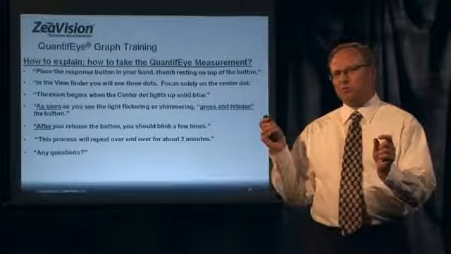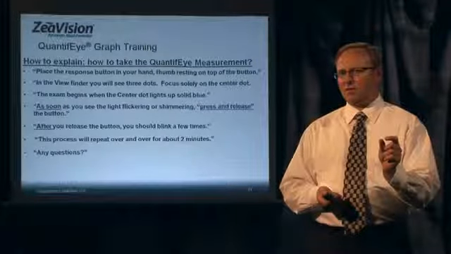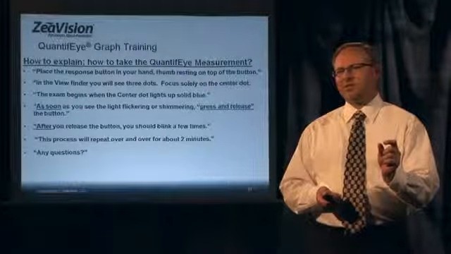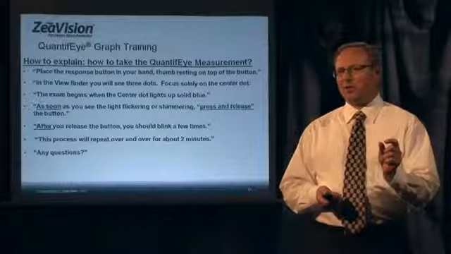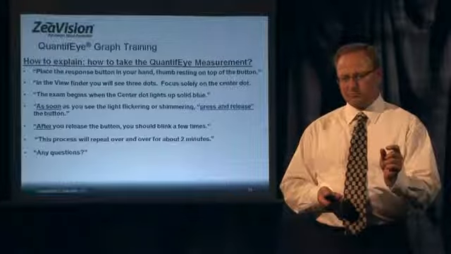So if you use these directions that you see on the screen now, it will increase the accuracy of your results. It will also keep retesting down to a minimum.